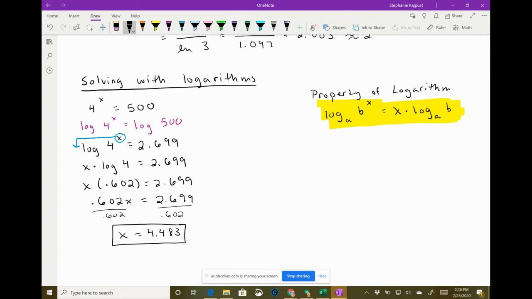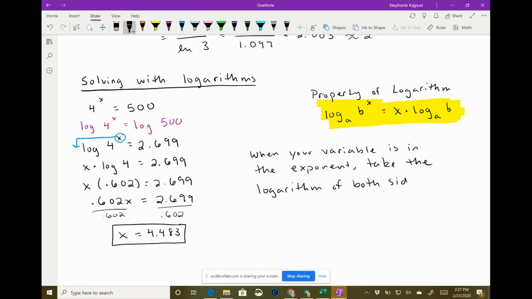So when we have something with exponents, if our variable is in the exponent, we use a logarithm to remove the variable from the exponent. So when your variable is in the exponent, take the logarithm of both sides to get it out.